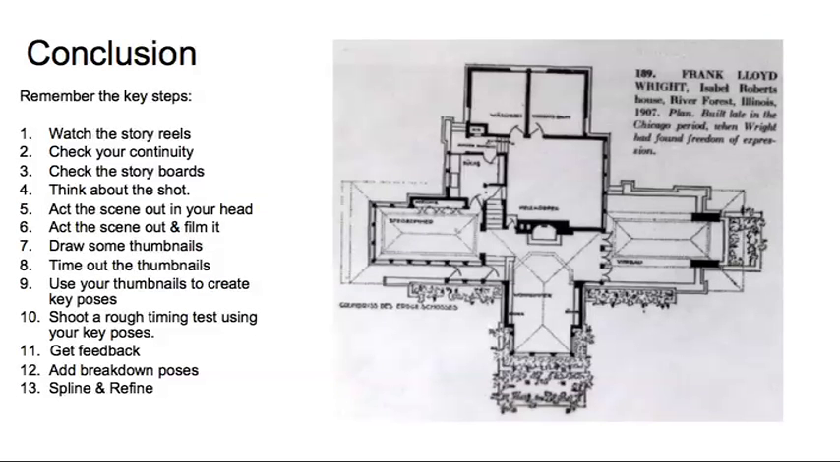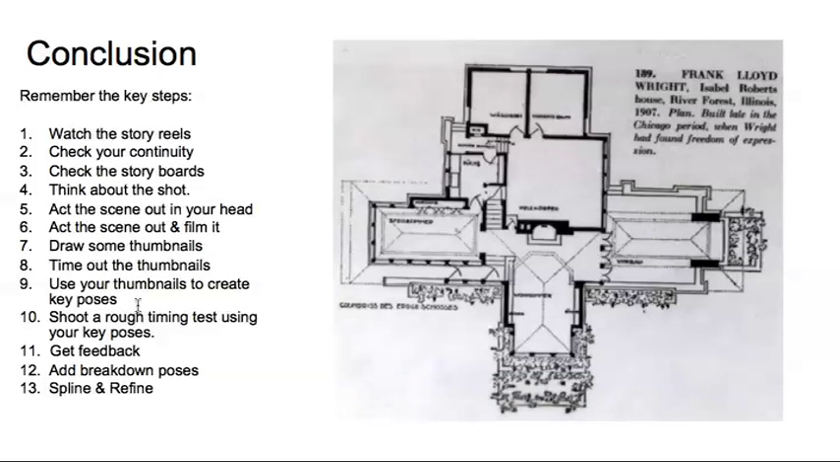So in conclusion, you want to watch the story reels if there are any, check your continuity if it applies, check the storyboards. Those three things don't apply to you in this scenario, so you need to start by thinking about your shot. You need to act the scene out in your head, you need to film yourself doing it, really useful, and you need to draw thumbnails, and this is the most important bit. Make your thumbnails tell the story like a graphic novel or a comic. Then time out those thumbnails.